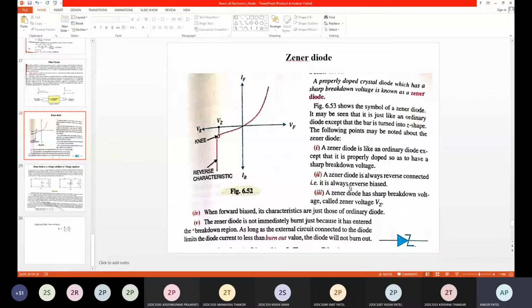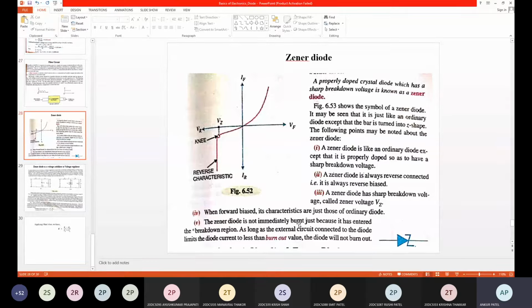A Zener diode is always reverse connected. That means it is always reverse biased, due to this vertical curve, meaning a sharp increase in current. A Zener diode has a sharp breakdown voltage called the Zener voltage VZ. That is the VZ voltage across the Zener diode. When forward biased, its characteristics are just those of an ordinary diode. It is similar to the PN junction diode.